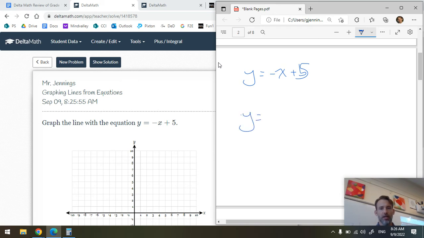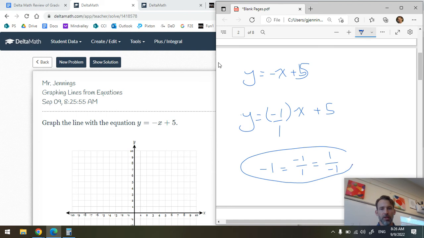-x could also be written as y is equal to -1 multiplied by x plus 5. -1 can also be written as -1 over 1, or it could be written as 1 over -1. All of these 3 forms of -1 are correct, and we can use different ones to have a different understanding.